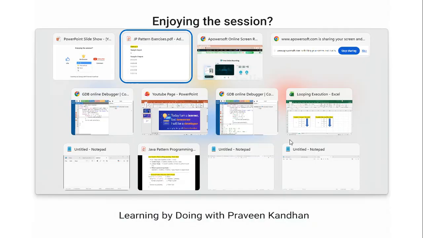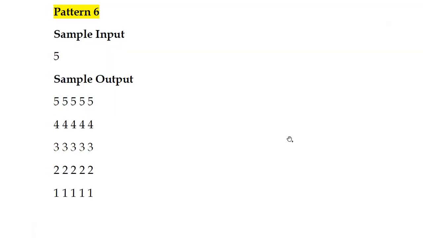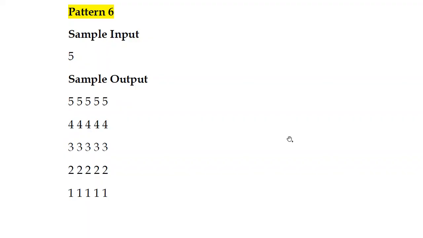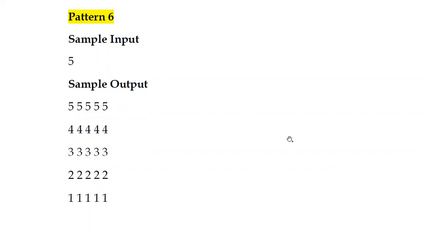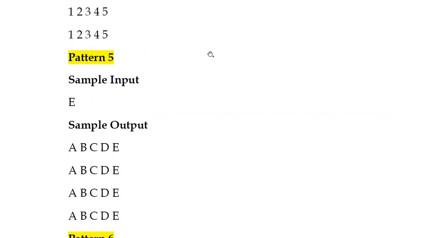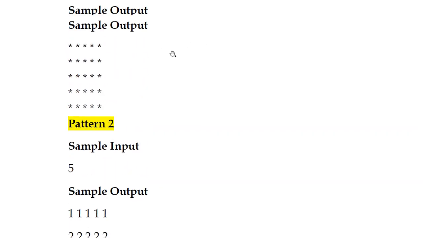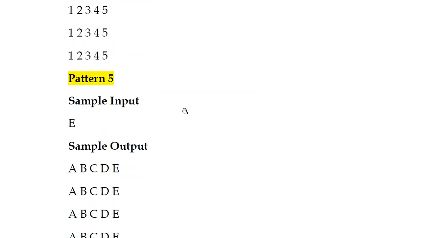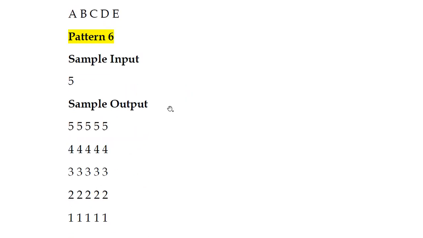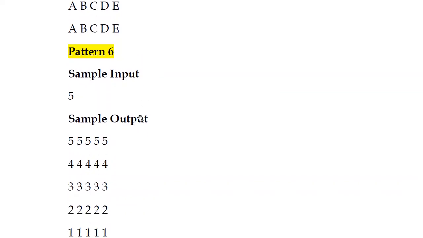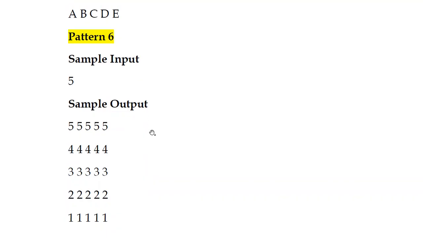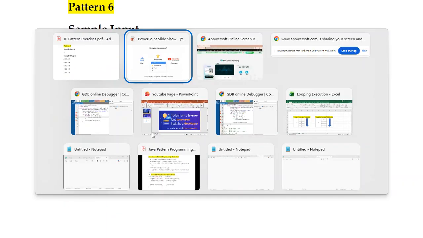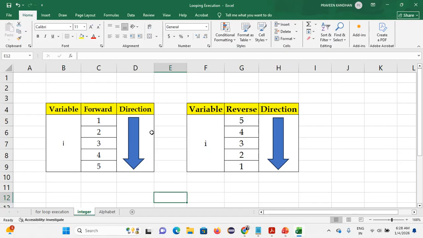Let's get started. In our previous sessions, we have discussed the square type of pattern problems, starting from pattern 1, with symbols, numbers, alphabets. In this session, we'll discuss the reverse number square pattern. Here also we are going to discuss a square pattern, but this time in a reverse manner.